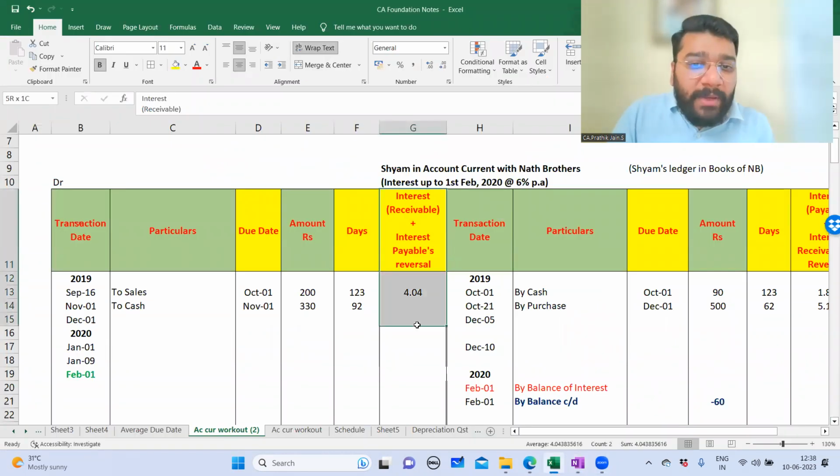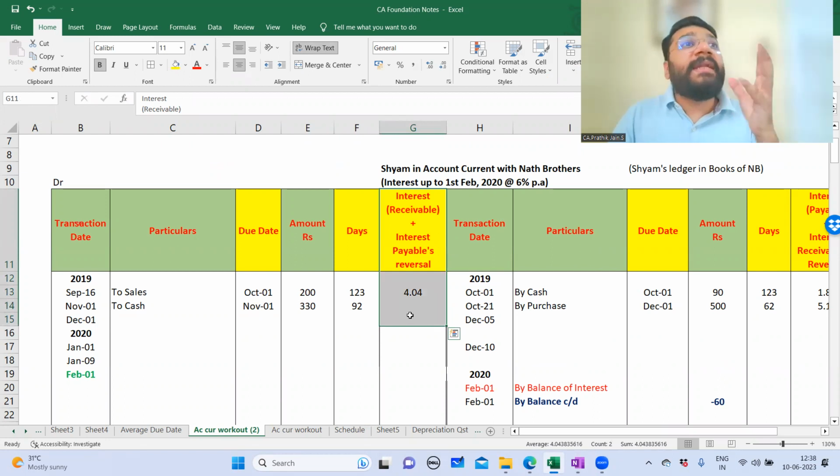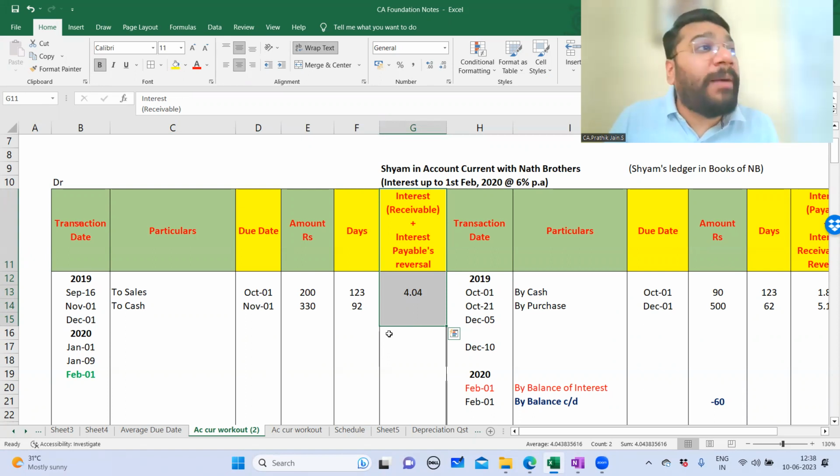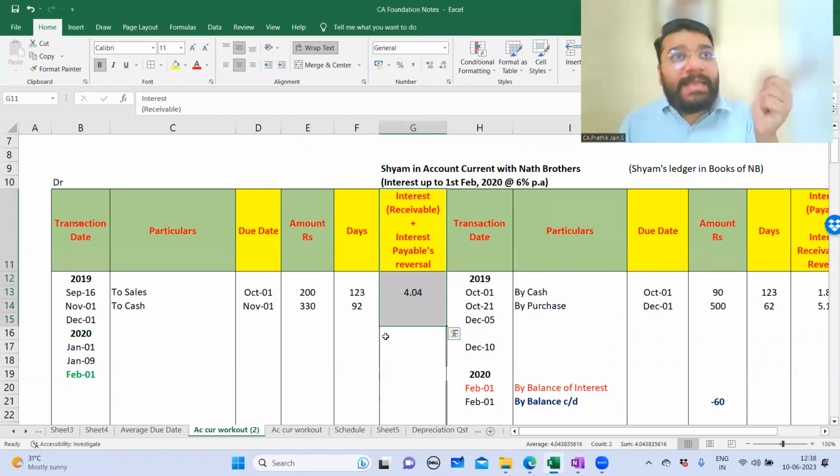If you see this column, guys, what is the heading saying? Interest receivable. We have to receive interest from whom? Sham. On which amount? 330 rupees. For how many days? 30 days. Why? Because we made 30 days early payment. When am I supposed to make payment to Sham? What is the due date of paying money to Sham? December 1. December 1, I'm supposed to make the payment. But I made the payment when? November 1. 30 days advance.